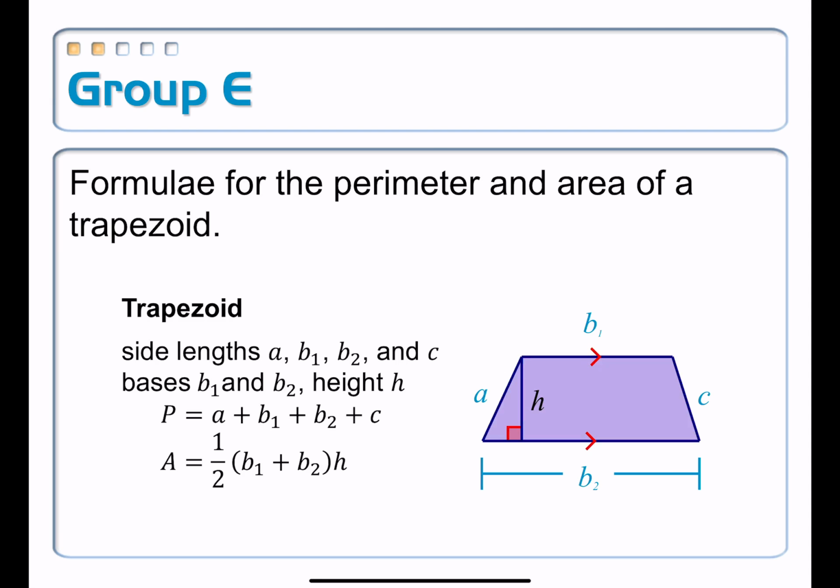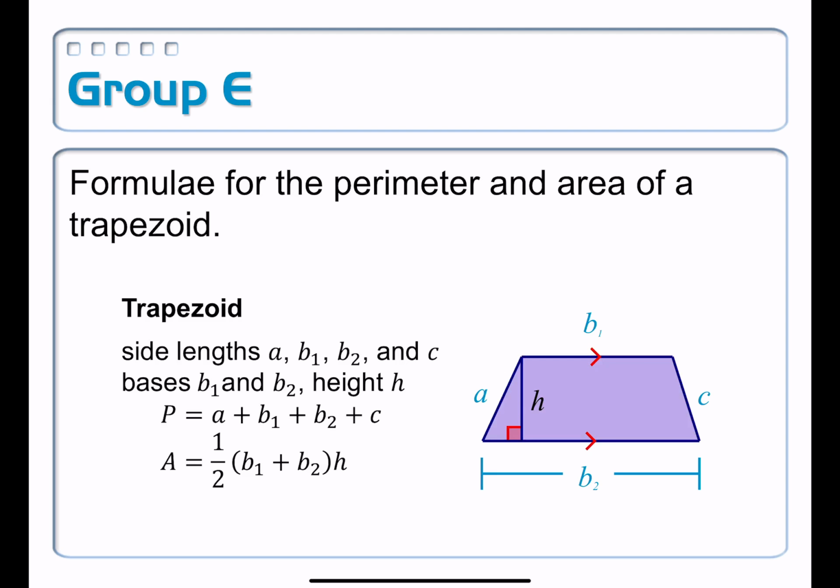Okay, so if I take a look at both of my formulas over here, our perimeter, nothing special is happening. It's just the sum of the sides. It just says A plus B1, so we're just adding these things up. A plus B1 plus B2 plus C, that's it.